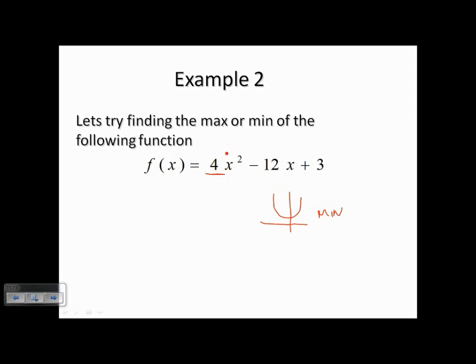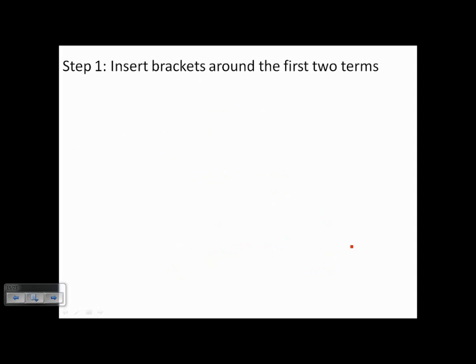So I now know I'm not looking for a max. I'm looking for a min. I want to know what that minimum is. To do that, I'm going to complete the square. All right, so step 1, insert brackets around the first two terms. Easy. Took my equation, put brackets on it.